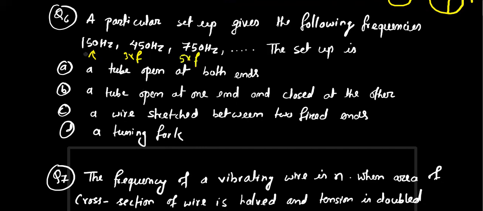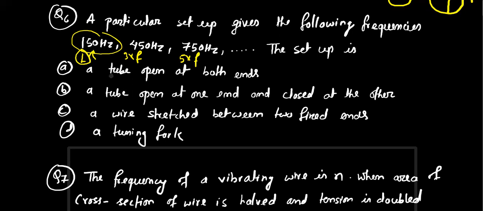So we come to the conclusion that the fundamental frequency and the higher tones are odd integral multiples of this 150, or we can say that there are only odd harmonics. Okay, that's why we are clear about that. This is a closed organ pipe.